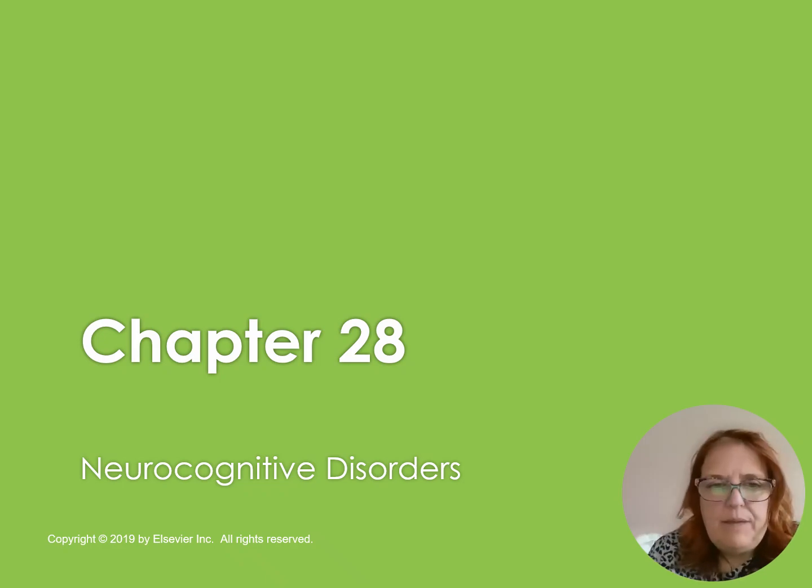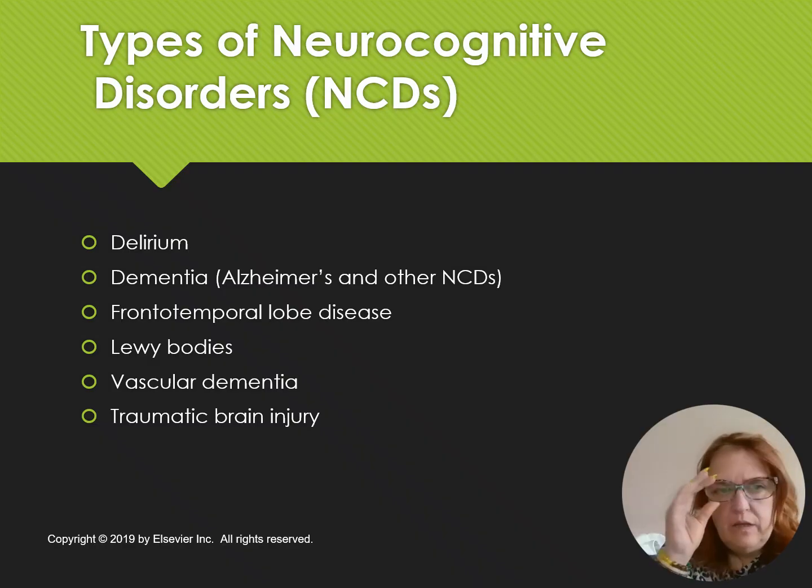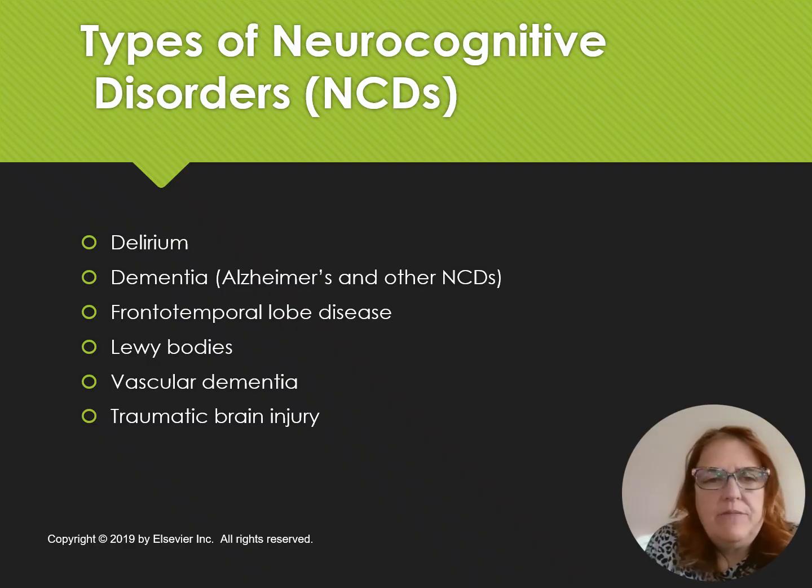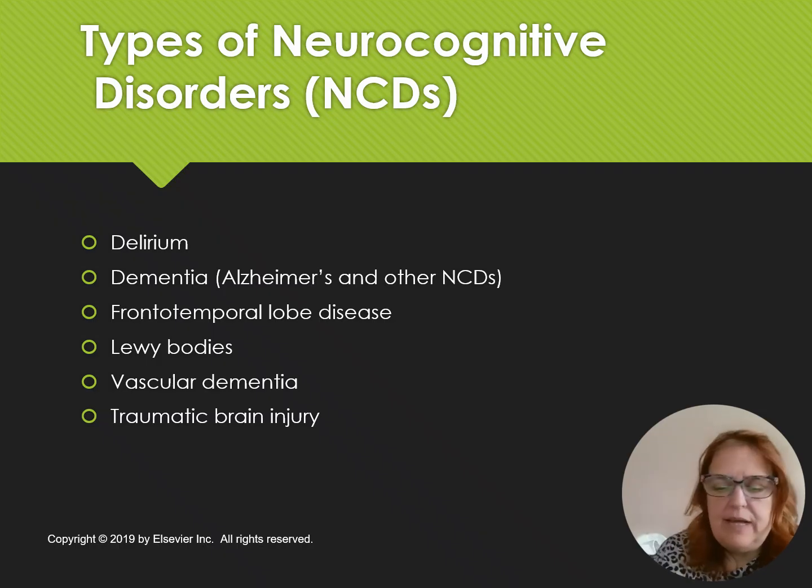Okay, next we're going to talk about neurocognitive disorders. So the types of neurocognitive disorders, or NCDs, would be delirium, dementia, Alzheimer's and other NCDs, frontotemporal lobe disease, Lewy bodies, vascular dementia, and traumatic brain injury, or TBI.